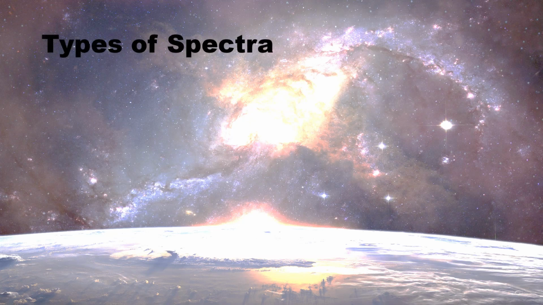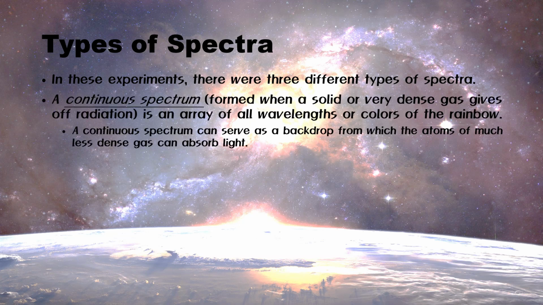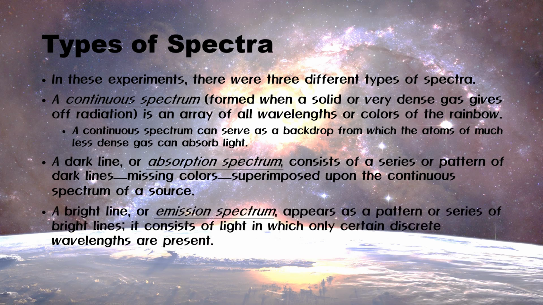And so these types of spectra are very important for us because ultimately they found about three different types of spectra. The first was a continuous spectrum, which is formed when a solid or very dense gas gives off radiation, and it's an array of all wavelengths or colors of the rainbow. A continuous spectrum can serve as a backdrop from which the atoms of a much less dense gas can absorb light. You can get a dark line, or an absorption spectrum, which consists of a series or pattern of dark lines, so those missing colors that we talked about, superimposed upon the continuous spectrum of a source. And lastly, we can get a bright line, or an emission spectrum, which appears as a pattern or series of bright lines, and it consists of light which only appears in certain discrete wavelengths.